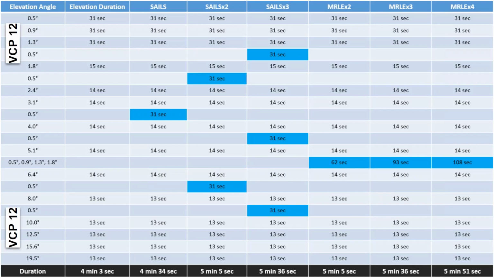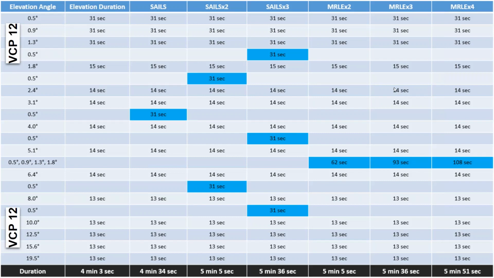So now here's putting it all together, kind of looking at VCP 12 again, looking at the standard elevation on the first column, and then SAILS 1, 2, and 3, and then MRLE 2, 3, and 4, kind of give you an idea of how long in VCP 212, again, that's the caveat, VCP 212 and a full scan through 19.5, those are the times that you would expect to see a full scan completed. Now, again, go back to AVSET, anything from the 6.4 on up, if you don't have any echoes that meet those three qualifications from our first slide, that will take time off, right? So AVSET is very much a potential time saver.